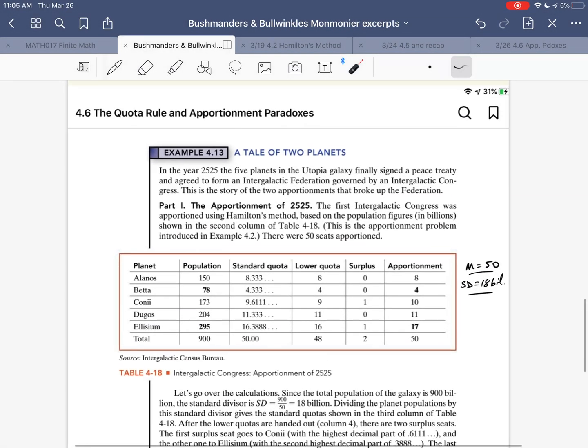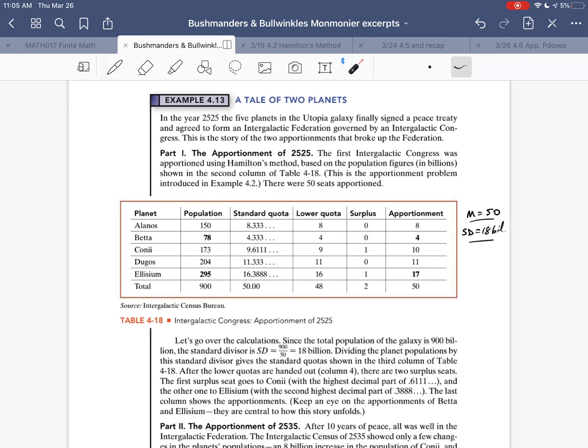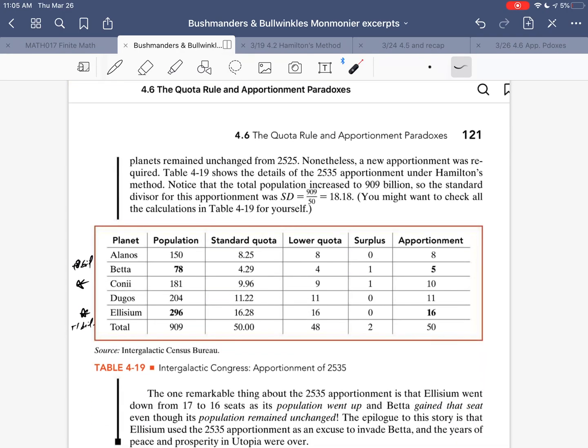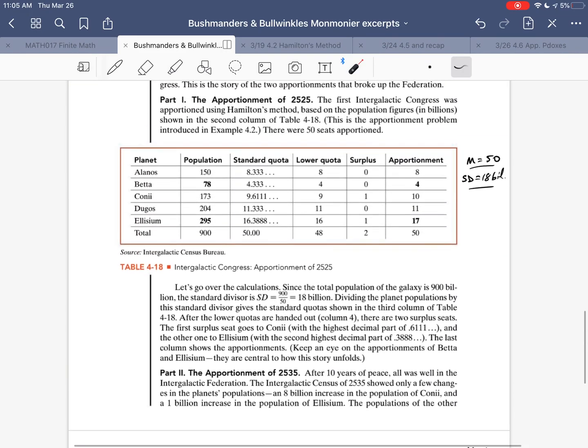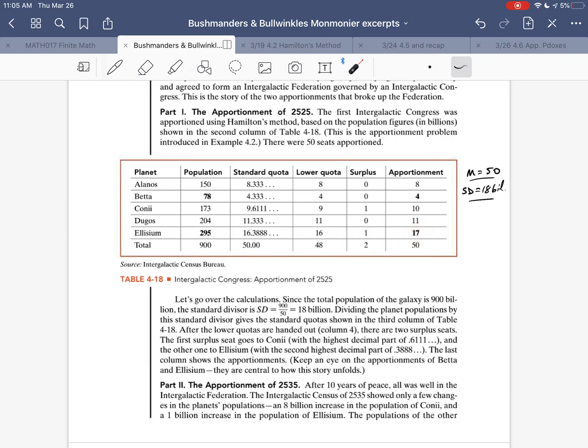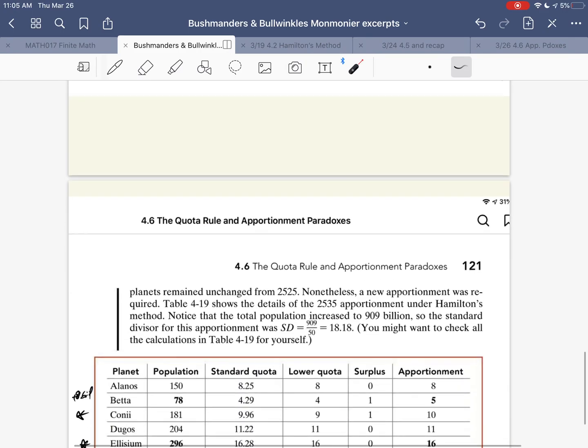Well, before, who was it? Before it was Coney and Elysium that had the biggest decimal parts. Now it's Coney and, who? And Beta. Okay, so now B and C are apportioned our surplus seats. And look at this. Even though Elysium's population went up by 1 billion, they're now apportioned 16 seats instead of 17 seats.